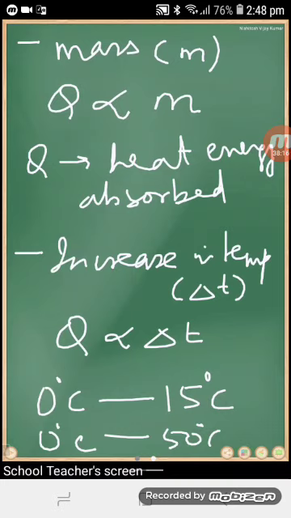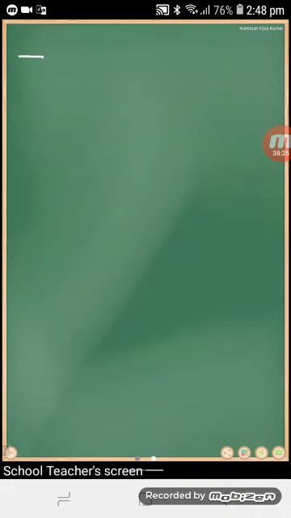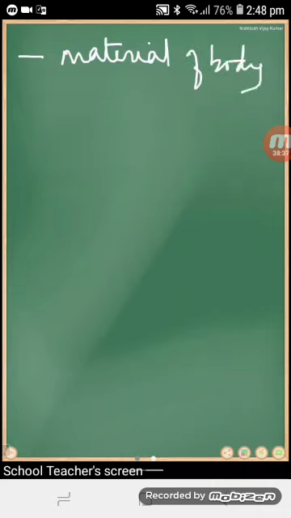Now, the third factor, that is the material of the body. Material of the body means the nature of the material, of what it is made up of. It is a very important factor which determines the amount of heat energy which it is absorbing.